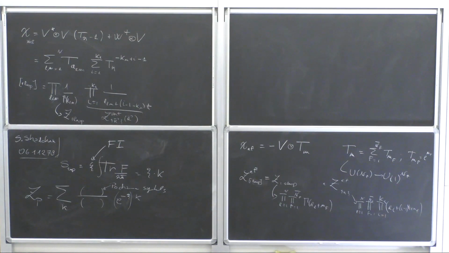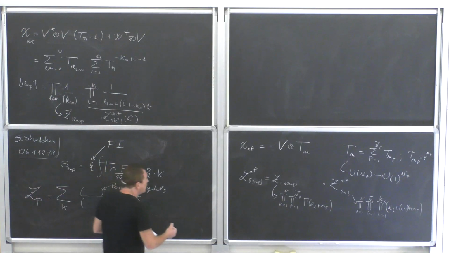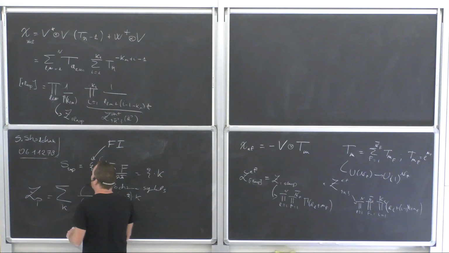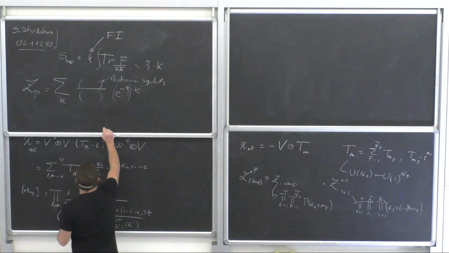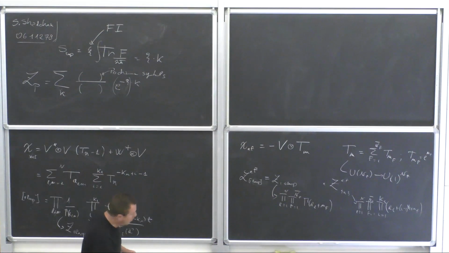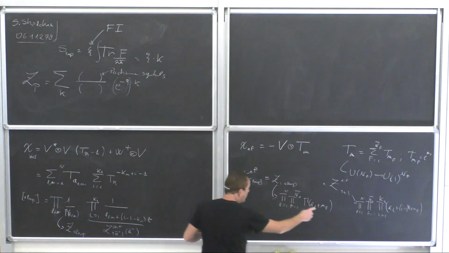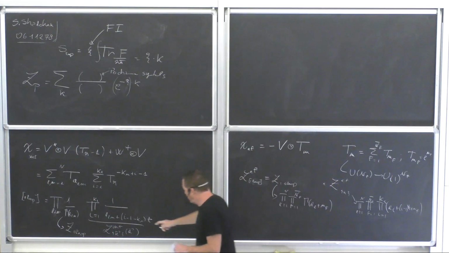Okay, I remind you that what I have in mind is this structure in which I have ratios of Pochhammer symbols, which are these objects here and these objects here.